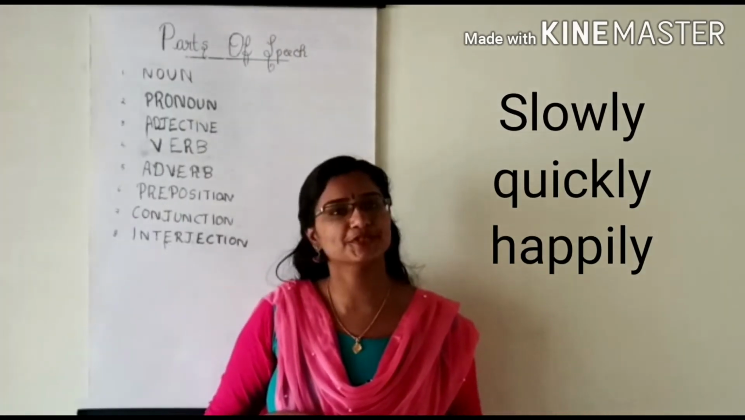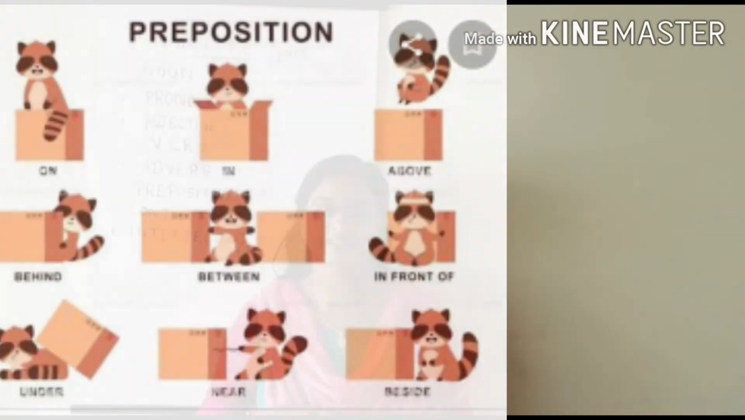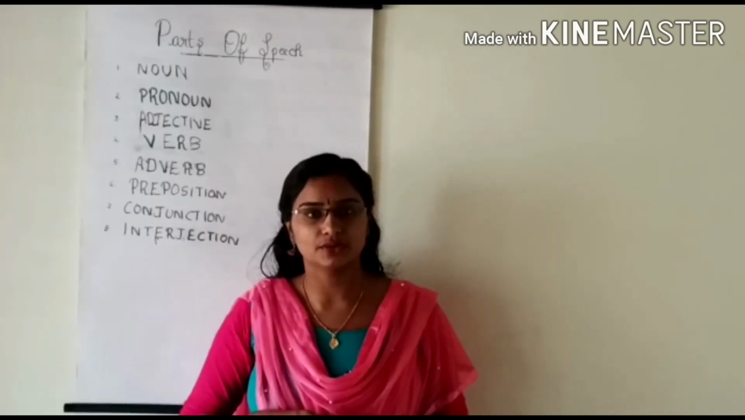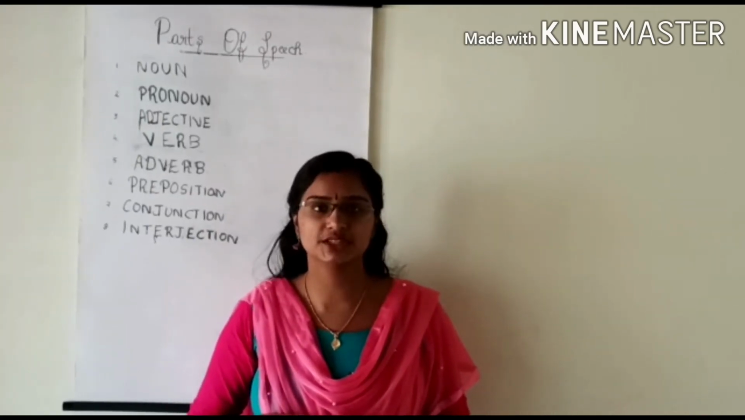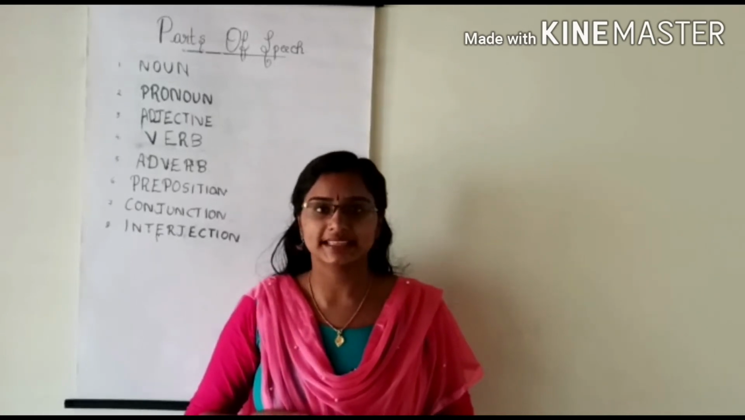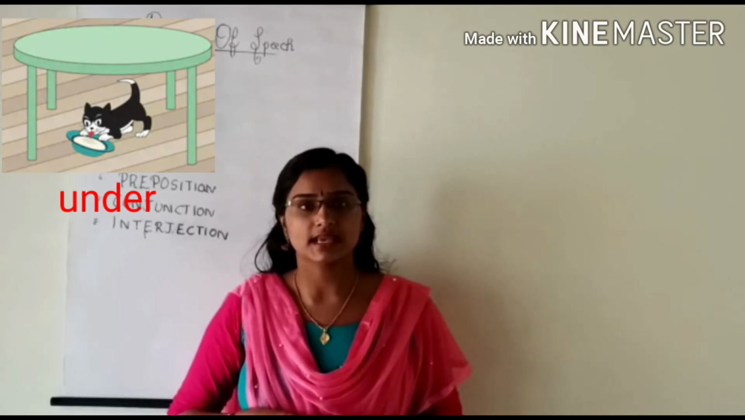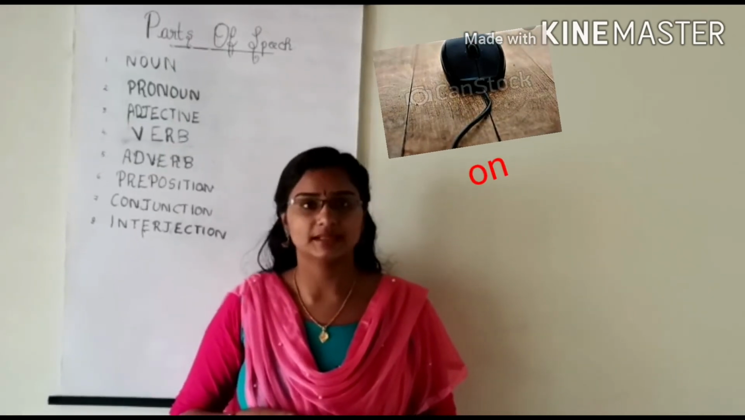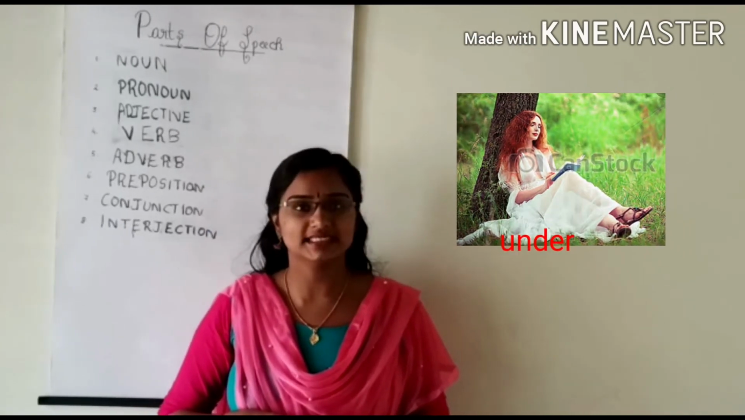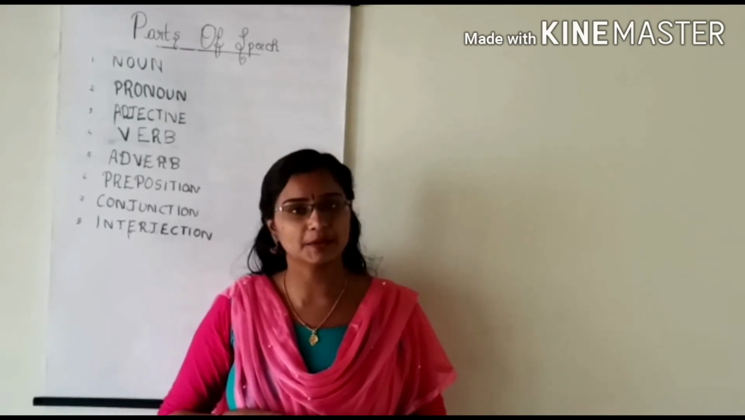So, dear students, moving on to the next one, preposition. Prepositions are the words that we use to place before a noun or pronoun. Simply, we can say that preposition shows position of a noun or pronoun. The cat is under the table. The mouse is on the table. The pencil is on the table. Meera is under the tree. Here, in, on, under, these all are prepositions.